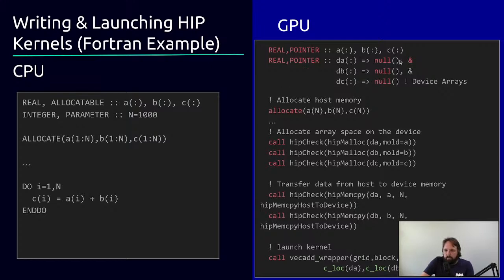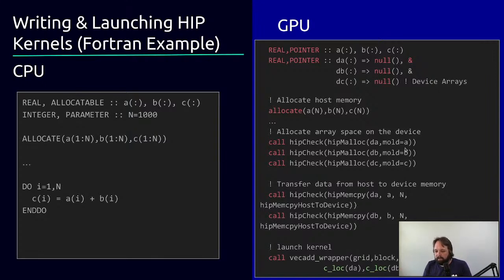And I've got Fortran pointers for my device arrays, and I'm going to initialize them to null. Now, hipMalloc with Fortran is quite nice in comparison to hipMalloc in C, because you have these other optional arguments. So after we've allocated our host side data, we can use this optional argument. It's called mold. What mold allows us to do is use the host side data as a mold.